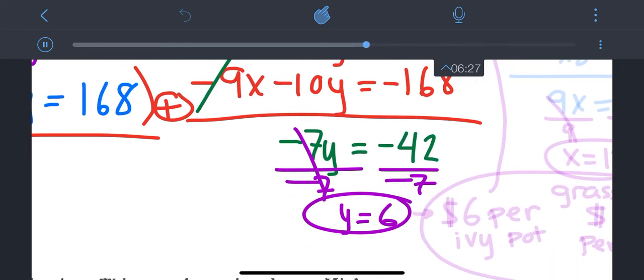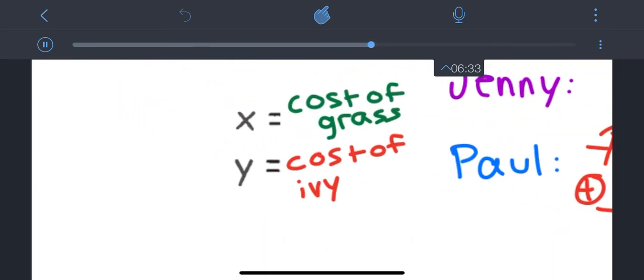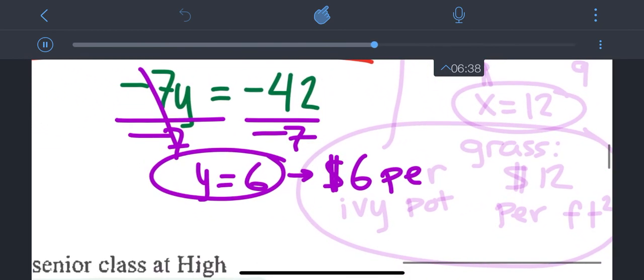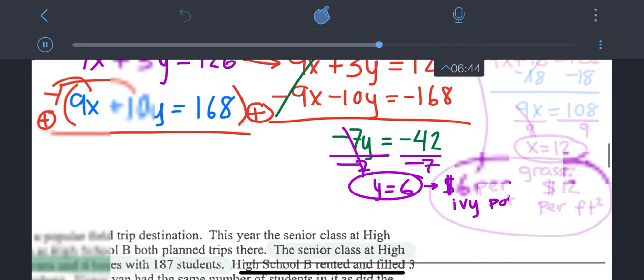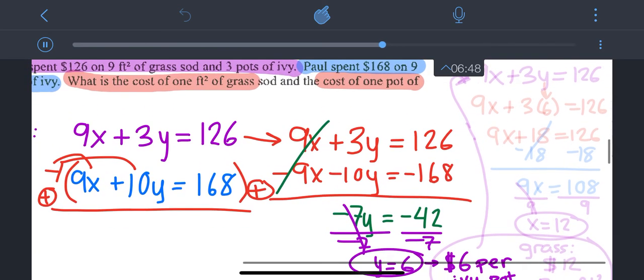So remember, y represented what? Y was the cost of IV. So that means it's $6 per IV pot. Okay, so now we just plug that back in to one of the equations to figure out the cost of grass. All right, so I'm going to use the first equation.